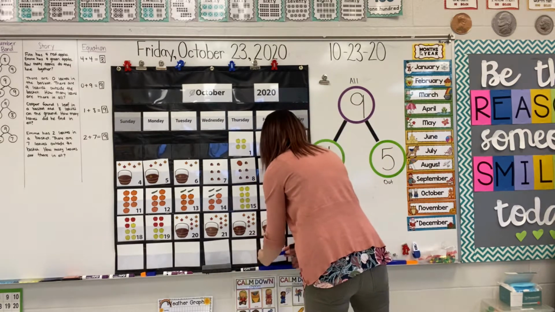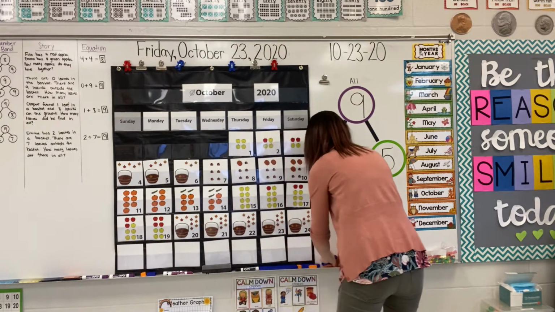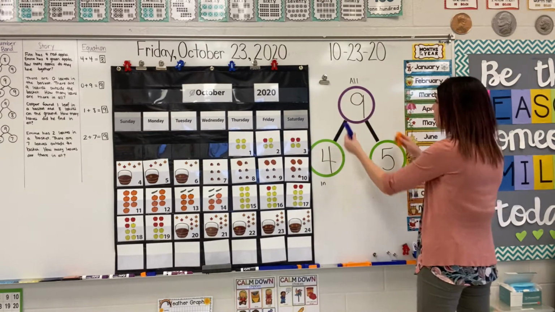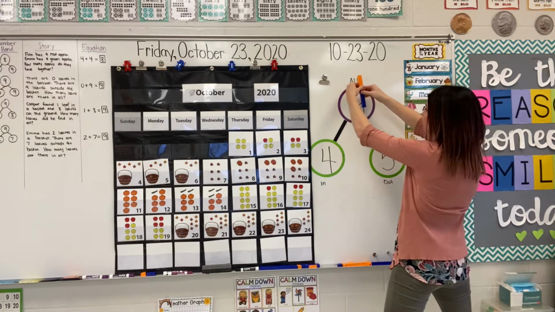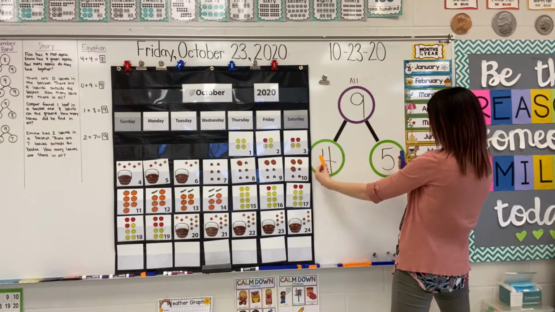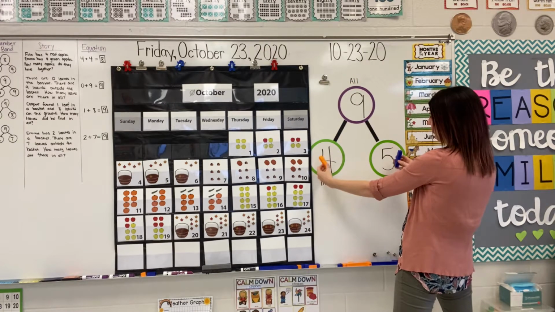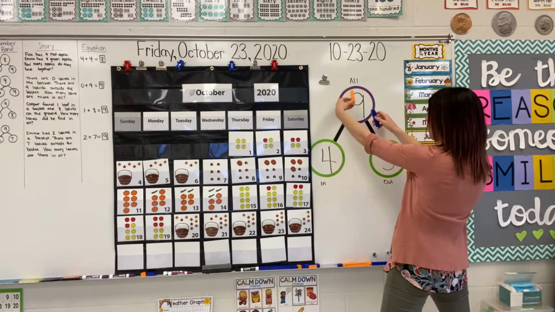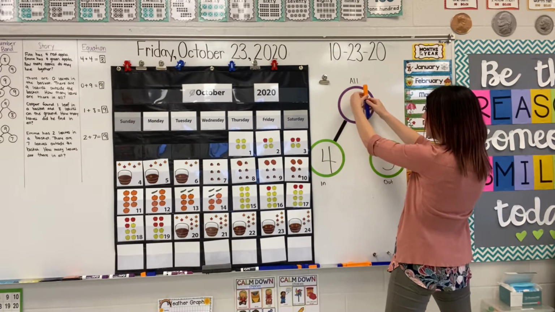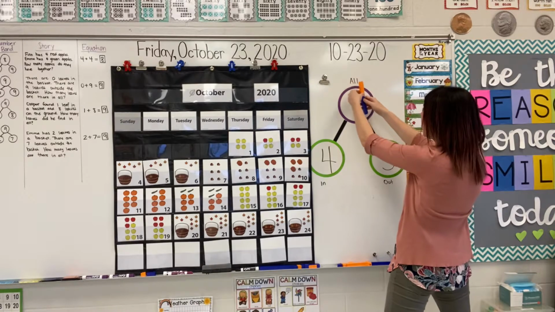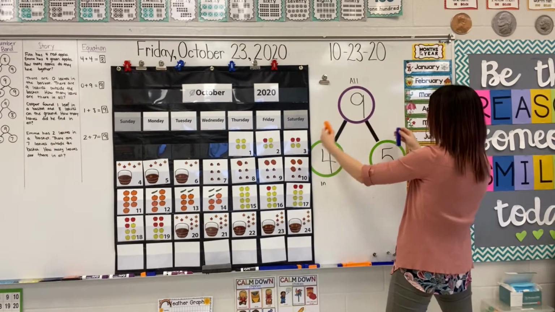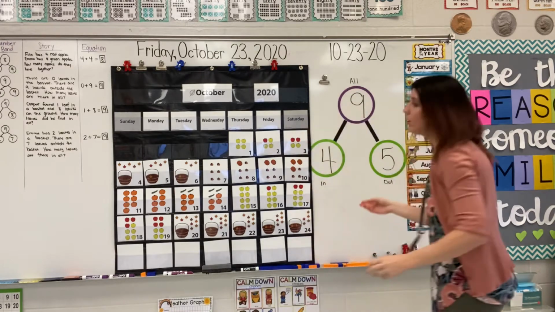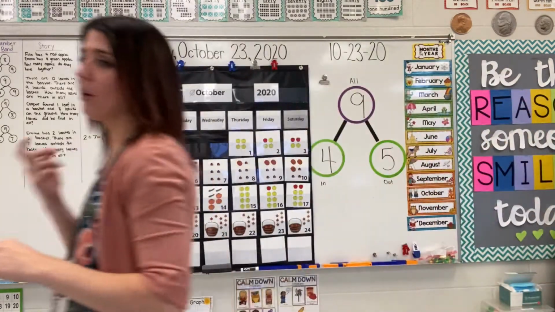And we have 5 and 4. So we started out with 9 leaves together, and we took the 9 and we broke it apart into 4 and 5. So 9 can be made of 4 and 5. And then we can put it back together to make 9, because number bonds help us to put numbers together and take them apart. Very good. Now, we are going to write a story about our leaves today.